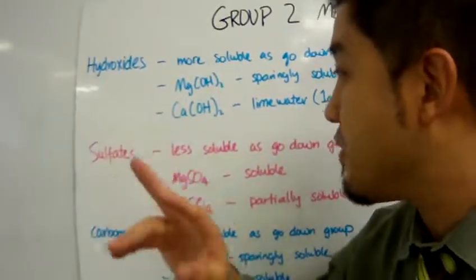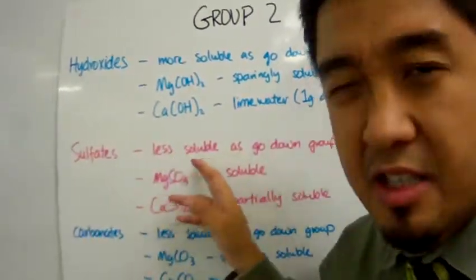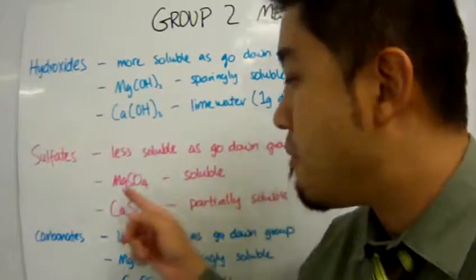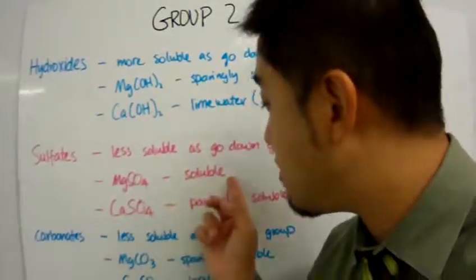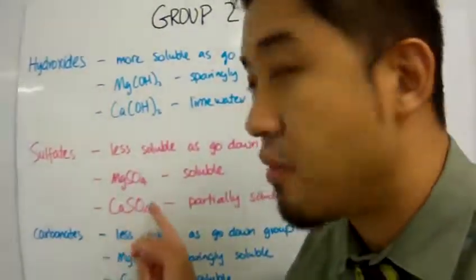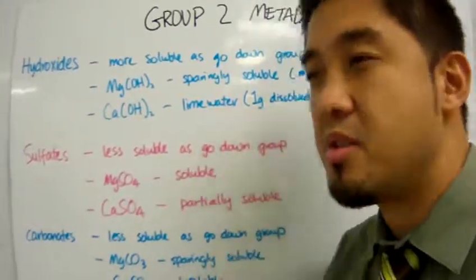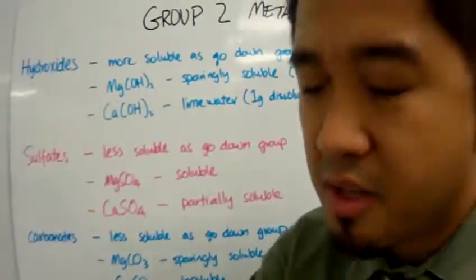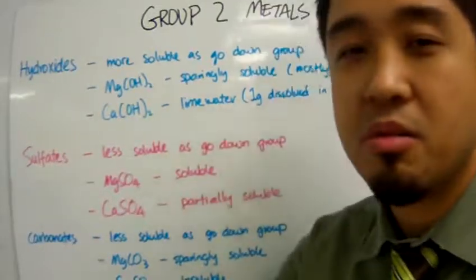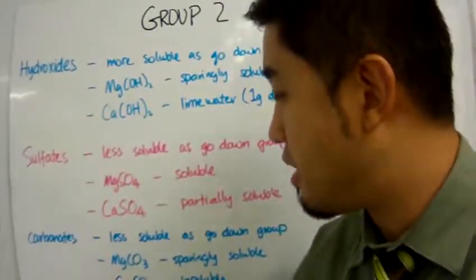Sulfates. Alright? Sulfates get less soluble as you go down the group. Magnesium sulfate is soluble, but calcium sulfate is partially soluble. That means half of it will solubilize, the other half will not. And so it becomes more and more insoluble as you go down the group.